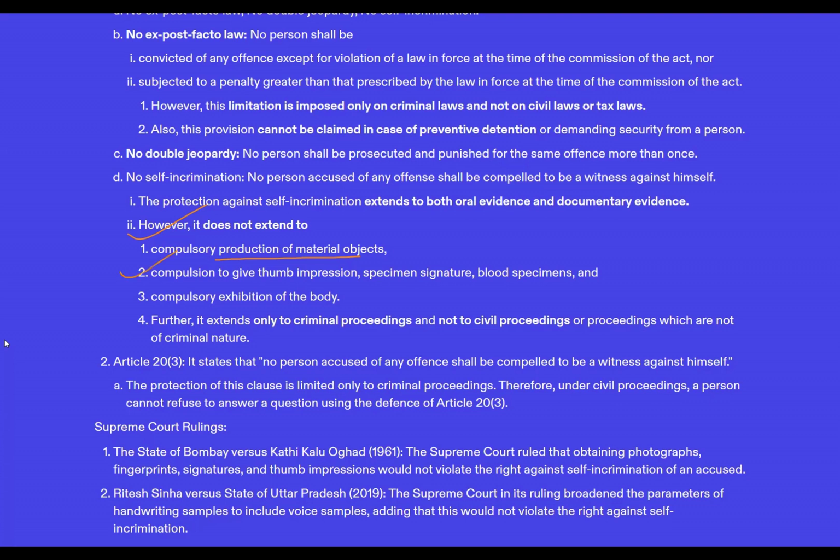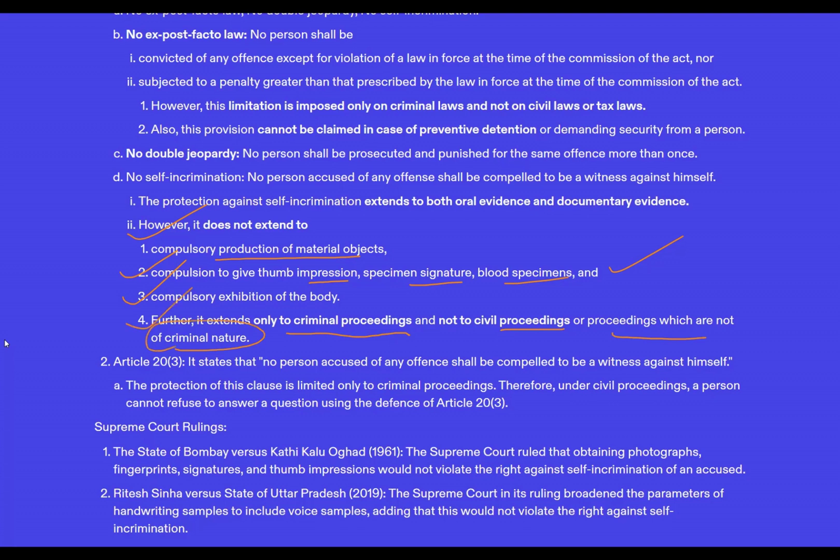Then there is compulsion to give thumb impression, signature, and blood specimens in order to cooperate with the authorities. Then there is compulsory exhibition of the body. It means if the accused in an offense is asked to provide compulsory exhibition of the body for medical examination, for getting certain evidence in case of murder or crime, then he or she is bound to give that. It extends only to criminal proceedings and not to civil proceedings or proceedings which are not of criminal nature.